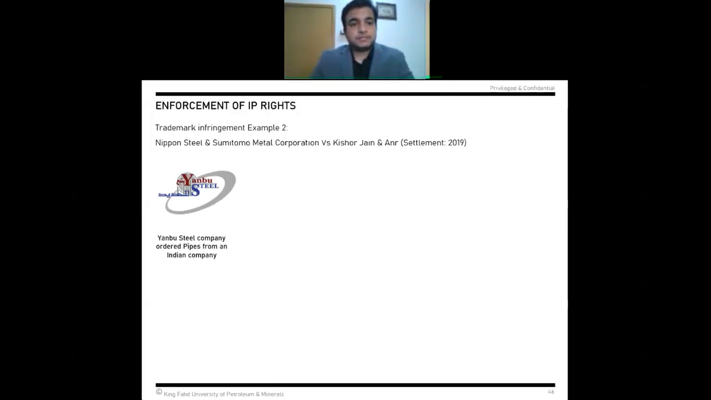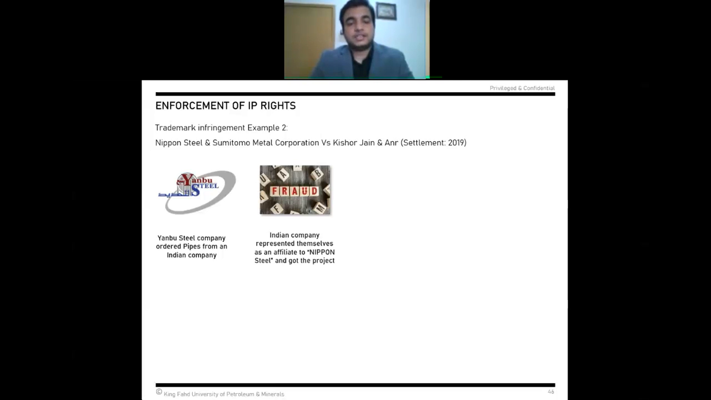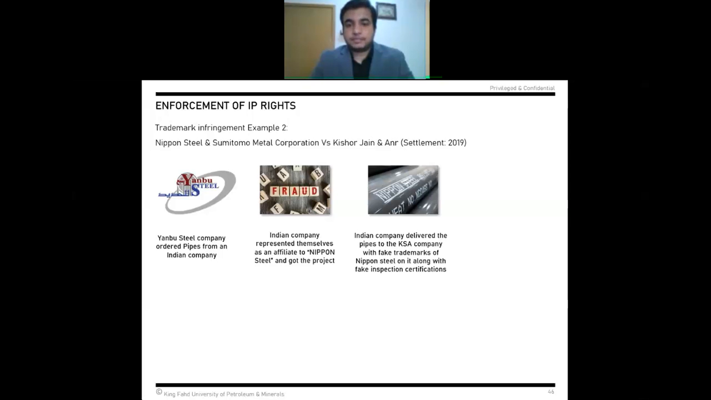Yambu Steel is a company in Saudi Arabia, and they ordered pipes to be used in the oil and gas industry from an Indian company. The Indian company represented themselves as an affiliate of Nippon Steel, although they had nothing to do with Nippon Steel, but they got the project by showing that they were affiliates of Nippon Steel. The Indian company delivered the pipes, and on the pipes they printed Nippon Steel, the fake trademarks.